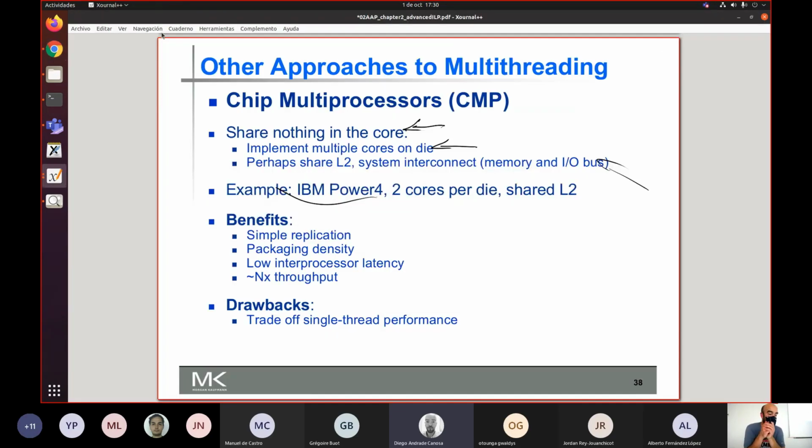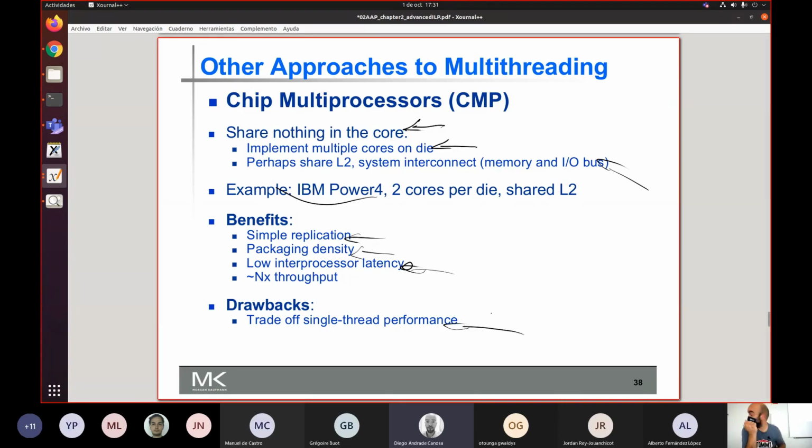So in this case, the benefit is that the replication is simpler. Okay, you just copy the same core over and over, so you can put more hardware in the same density, and you can lower the latency between the processors. The problem is that you are going to trade off single thread performance.